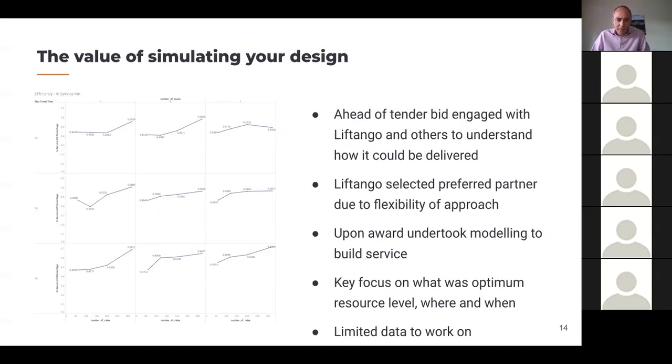Once we were awarded the contract in February 2020, we worked with the Liftango team to do some modelling that would allow us to build the service and understand what kind of resource was going to be needed, at what times, and where it would have to go on the network. Although we had very limited data to work on from the existing Call Connect service, there was enough to start to build that meant that when we launched the service, we knew roughly what we needed to do and where the vehicles and drivers needed to be.